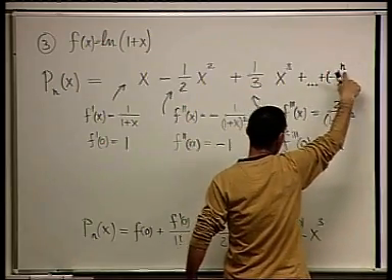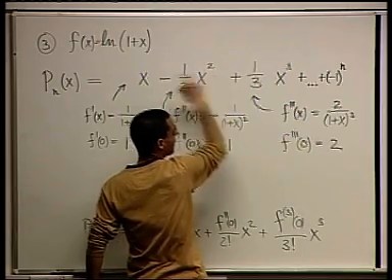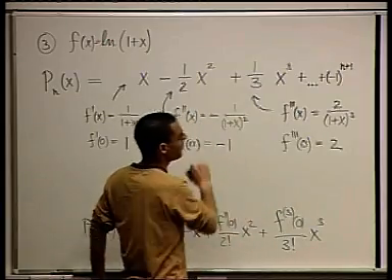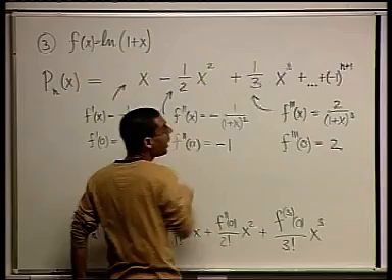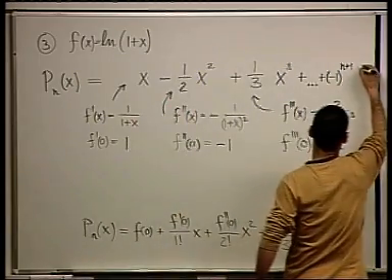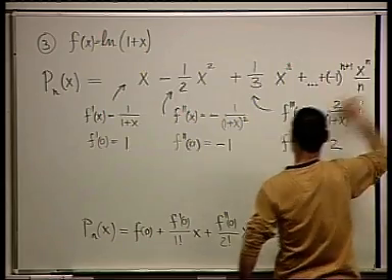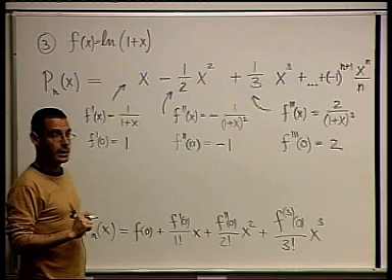So if n is even, you want it negative. So minus 1 to the n plus 1. Now if n is even, you get minus. If n is odd, you get plus. And then you have x to the power n divided by n. Not n factorial, just n. Clear?